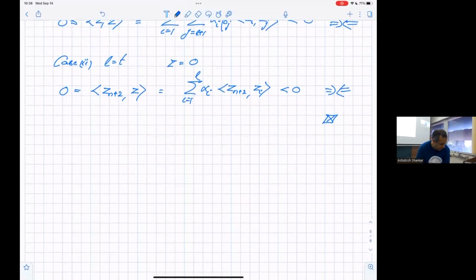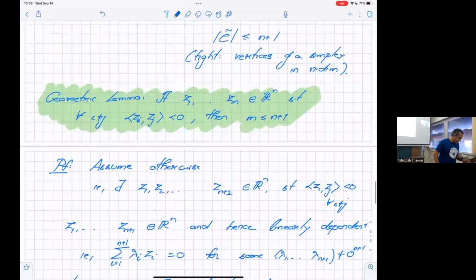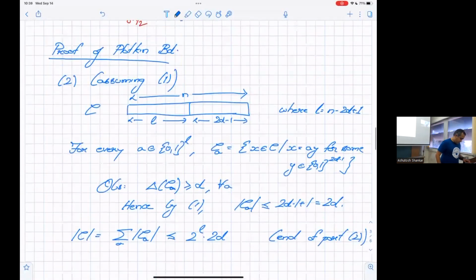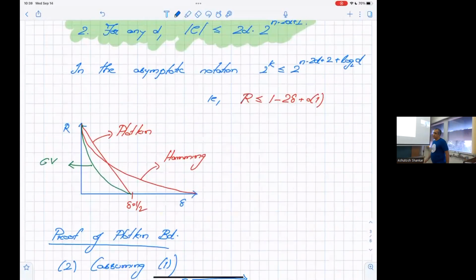Okay. So where are we in the picture? This is the picture that we have. There's a Singleton bound which I'm not drawing, but for a fixed alphabet, that's always worse than any of your bounds. It's the line joining this point and that point. There's a Hamming bound, there's a Plotkin bound, and there's a Gilbert bound.